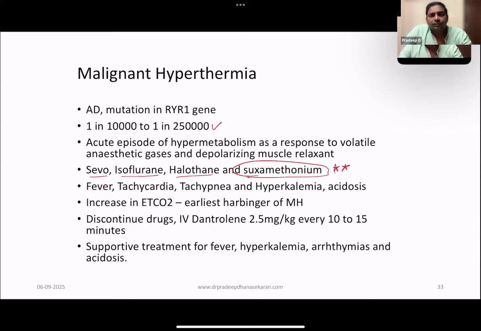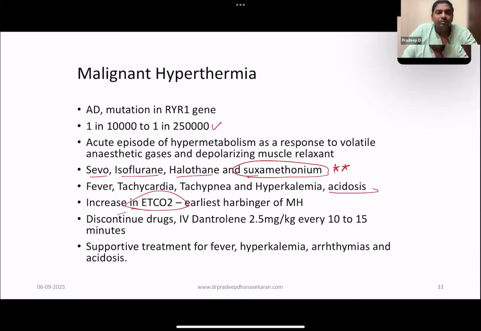What happens as a result of prolonged muscle contraction? There will be an increase in temperature leading to fever, tachycardia, tachypnea, hyperkalemia. Why? Because cellular death will happen and a lot of potassium will be released. And finally, acidosis. How to identify that the patient has developed malignant hyperthermia? Increase in EtCO2, that is end-tidal carbon dioxide, is the earliest harbinger of malignant hyperthermia.